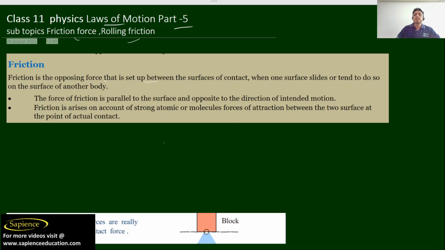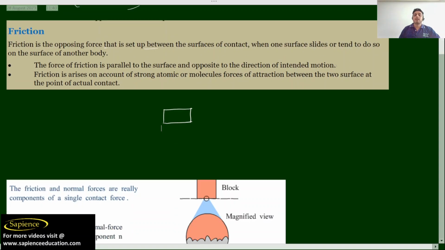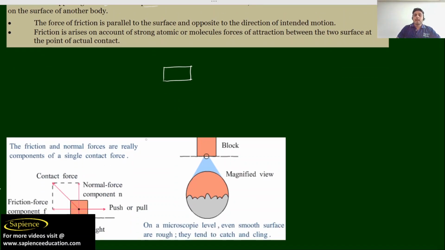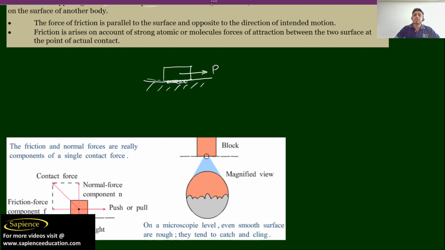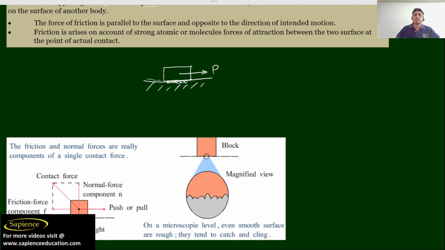Let us consider this is a body. Understood? Now if I have kept this body on this surface like this, and if I want to pull it with the help of force P, then what will happen? This surface will definitely oppose its motion, and that opposing force is known as frictional force. The red color indicates frictional force, right?